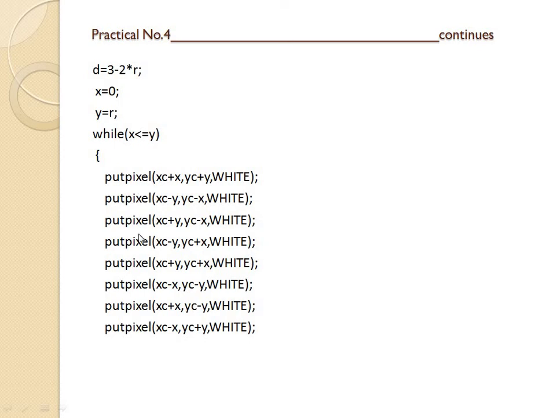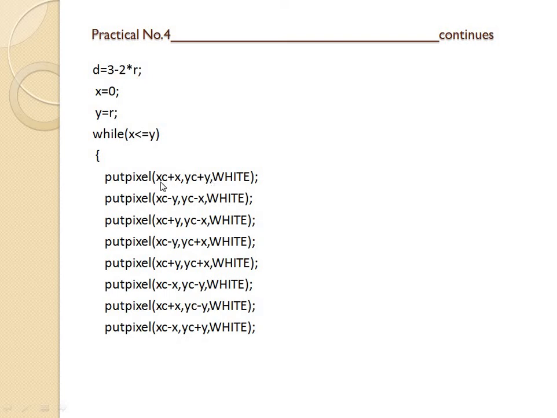Here the putpixel function is used 8 times because we use the 8-way symmetry of the circle. In the putpixel function, first xc plus x, yc plus y, then second putpixel xc minus y, comma yc minus x, then putpixel xc plus y, yc minus x, then putpixel xc minus y, yc plus x, then xc plus y and yc plus x, then xc minus x, yc minus y, then xc plus x, yc minus y, xc minus x and yc plus y.